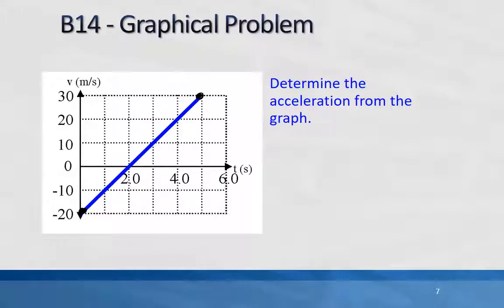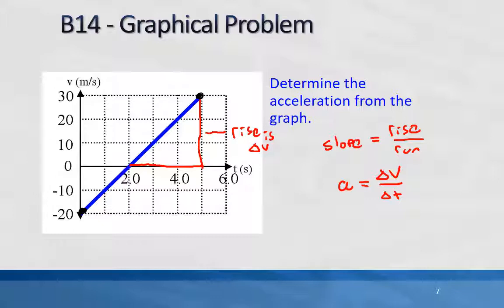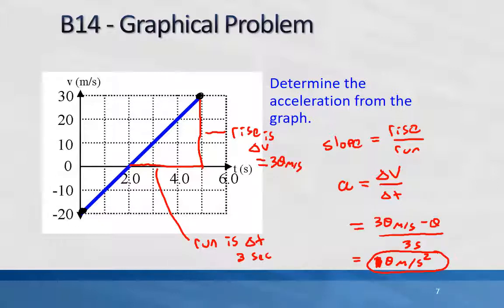Okay, so I want you to go ahead and try this one and determine the acceleration from this graph. And again here, this is 2.0 seconds, 4.0 seconds, 6.0 seconds. So I just did this portion of the graph. You could have used the entire graph. So in this case, the rise is 30, the run is 3 seconds. So we get an acceleration of 10 meters per second squared. And we could have used the entire graph. We could have done the entire rise here. The entire rise would have been 50, the entire run would have been 5 seconds, and we would have gotten 10 meters per second squared as well.